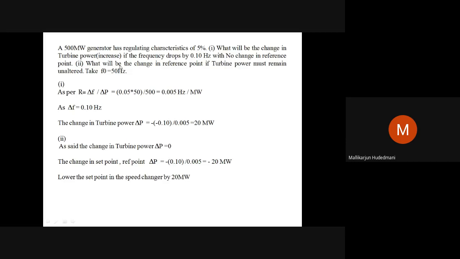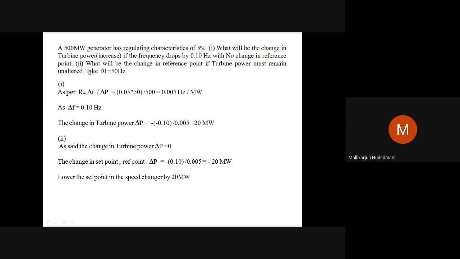What will be the change in reference point if turbine power must remain unaltered? The turbine power will not keep changing; only the reference point should change. Take base frequency equal to 50.